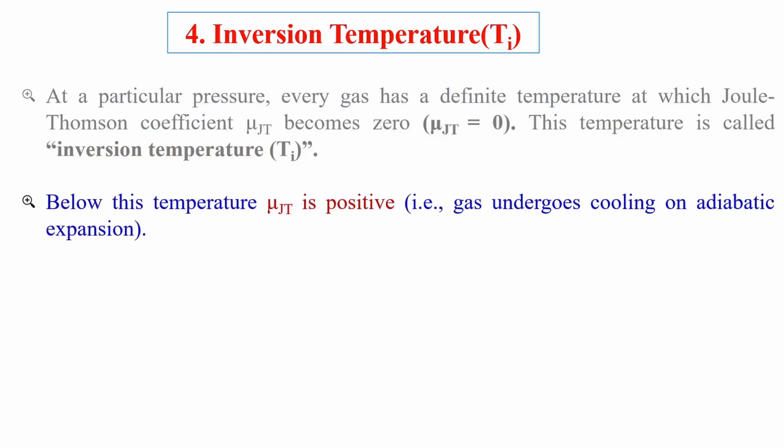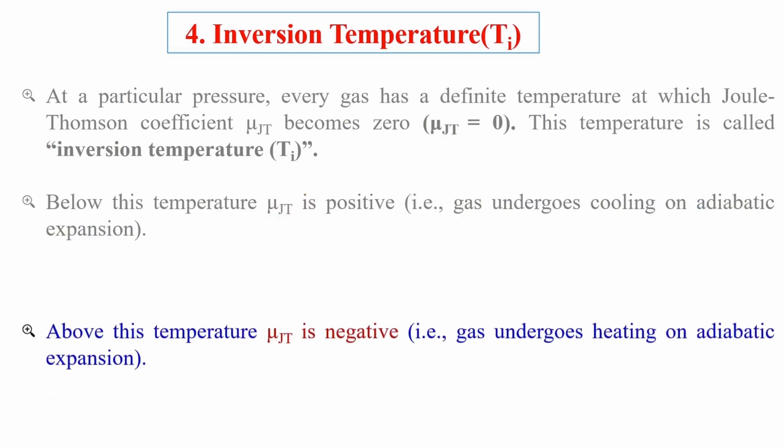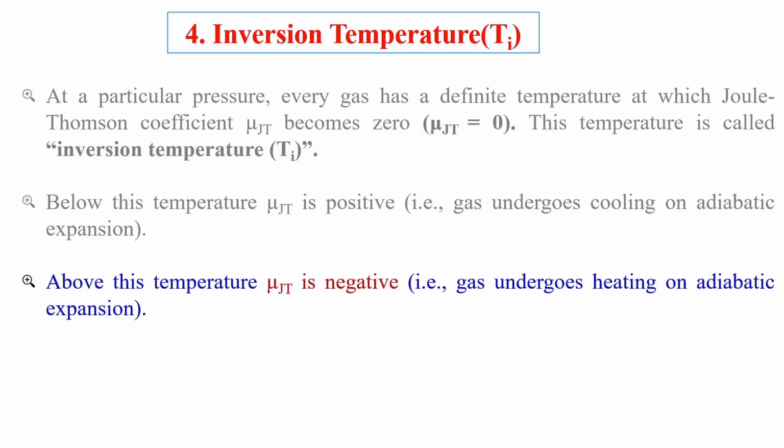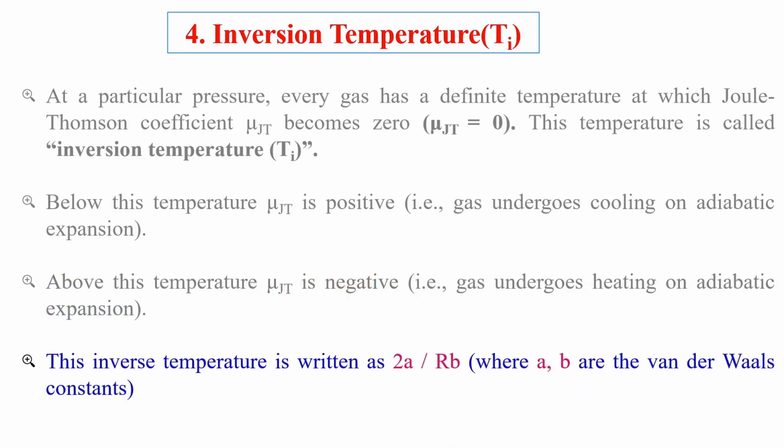Below this inversion temperature, μJT is positive, that is, the gas undergoes cooling on adiabatic expansion. And above the inversion temperature, the Joule-Thomson coefficient is negative, that is, the gas undergoes heating on adiabatic expansion. This inversion temperature is written as 2a by Rb, where a and b are the van der Waals constants.